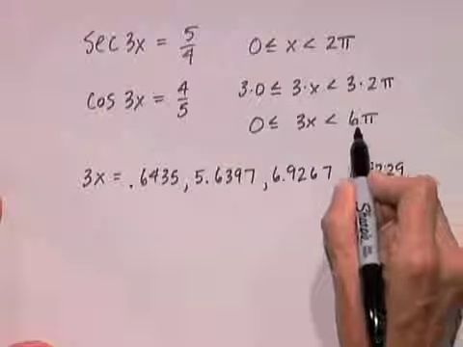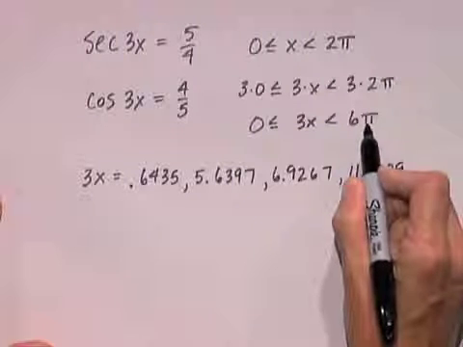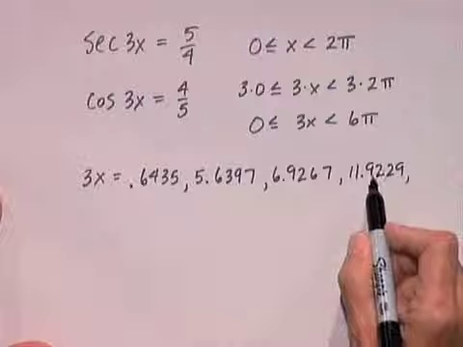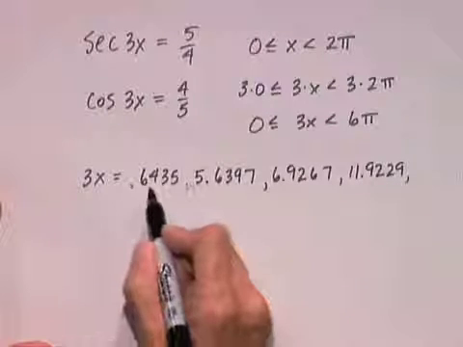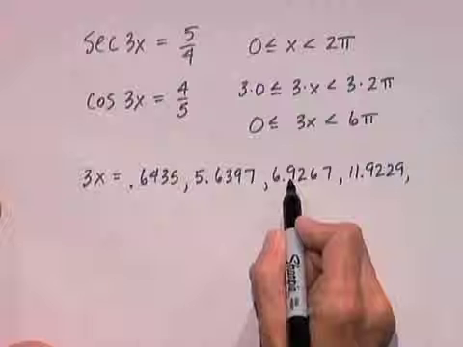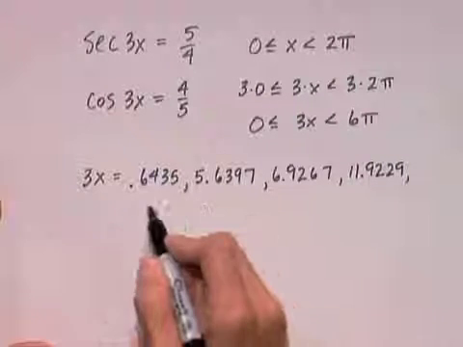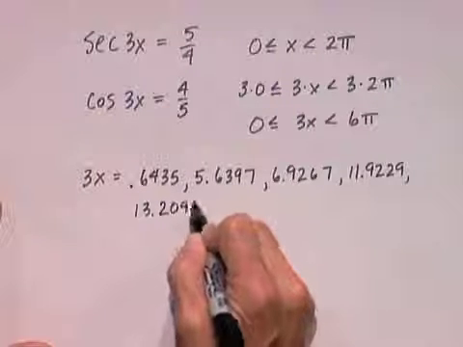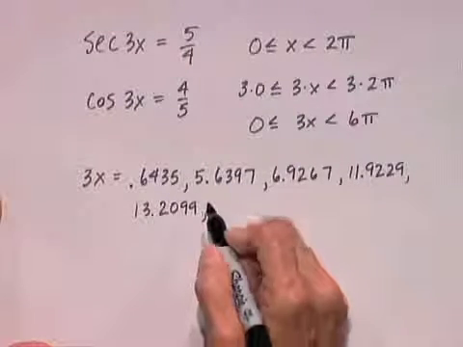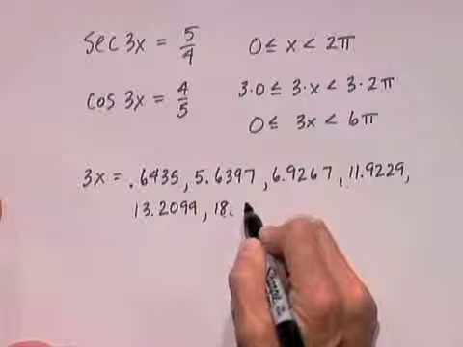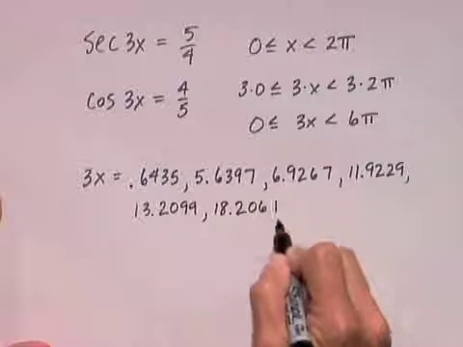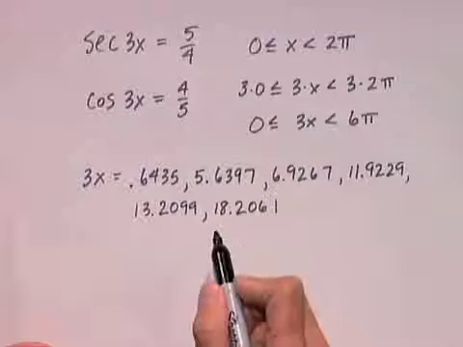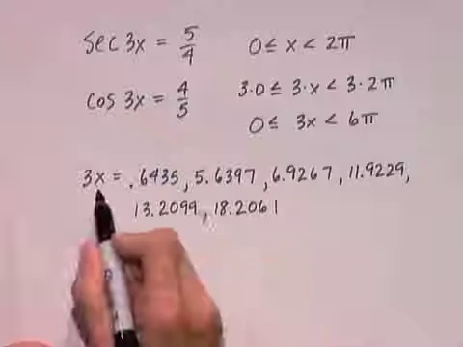And we're going to keep going. 6 times pi is 6 times 3 and so forth. We can keep going until we get to more than 6 pi. Adding 4 pi to 0.6435, I end up with 13.2099. Adding 2 pi to this, I end up with 18.2061. And I'm going to stop at that point, because if I add another 2 pi, I'm going to be more than 6 pi. And I found some values for 3x.